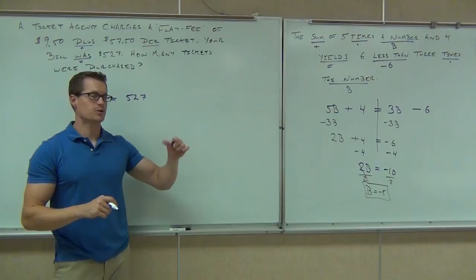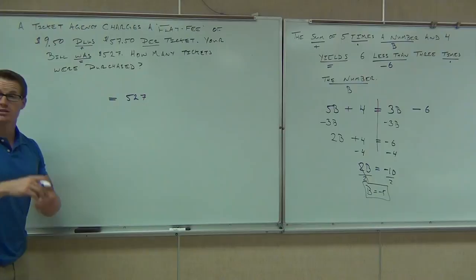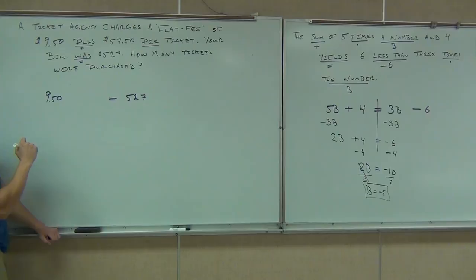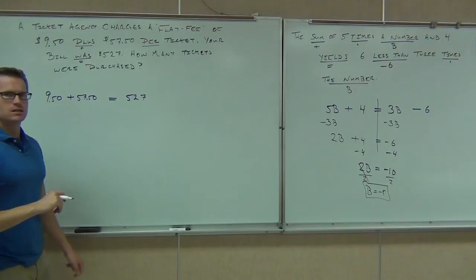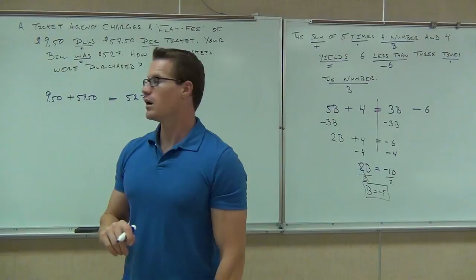So let's try to write this out. A flat fee of 9.50, flat fee means it doesn't change. That's a constant. Constants don't change. So I have the 9.50. Tell me what else I need to write. Plus, because it said plus, and then what? Okay, 57.50 T. T for tickets. Why are we using a variable here? Because it's the tickets. So we don't actually know how many. So we do have to use a variable.